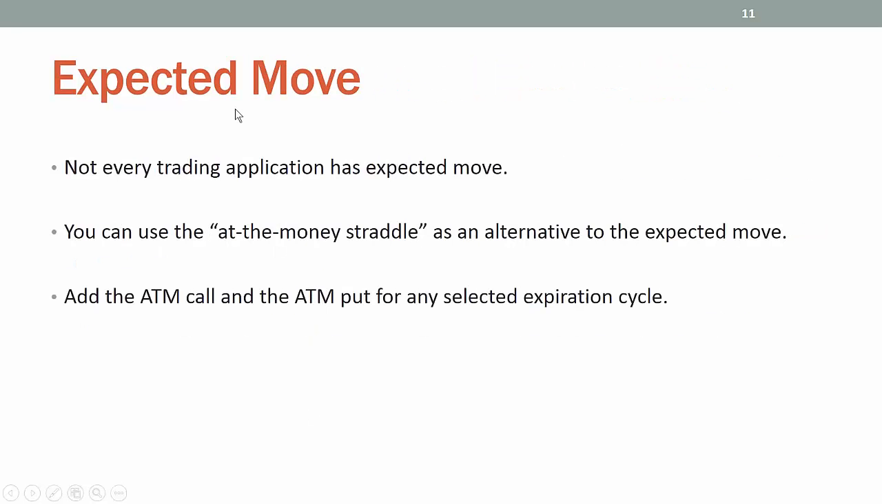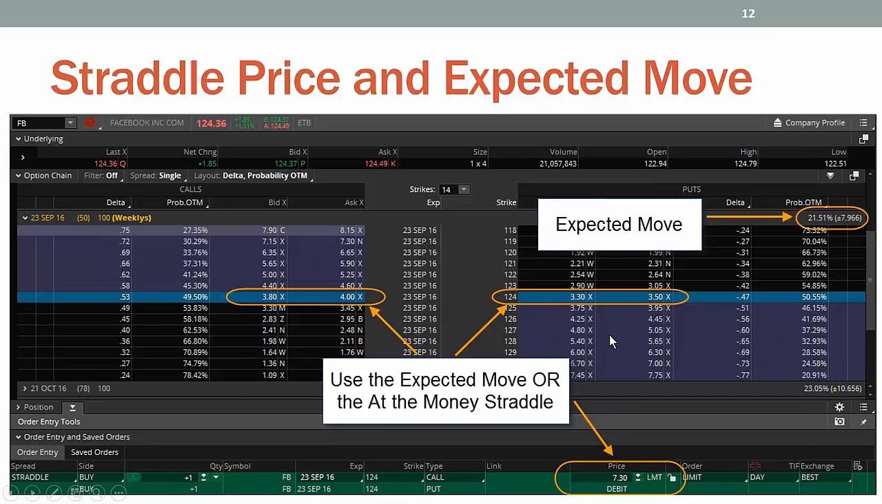Now, not every trading application has expected move. You can use what's termed an at-the-money straddle as an alternative to the expected move. Add the at-the-money call and the at-the-money put for any selected expiration cycle. Okay, let's slow down and show this on a trading application.